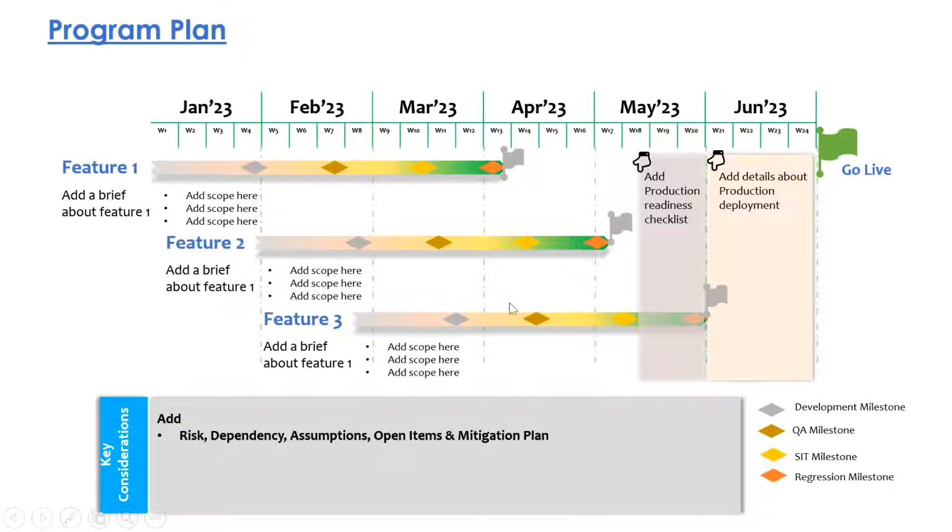The important aspect is that the program plan has to cover certain key aspects, and again as I said before, here I'm referring to IT projects, but if you are referring to a non-IT project, the milestones can be different. Your phases could be different. But from this IT project perspective, I have a schedule at the top. I have features. I have a production readiness checklist. I have milestones, and at the bottom it is very important that we are covering the risk, dependency, assumptions, and the mitigation plan. So with this, I will end this video.